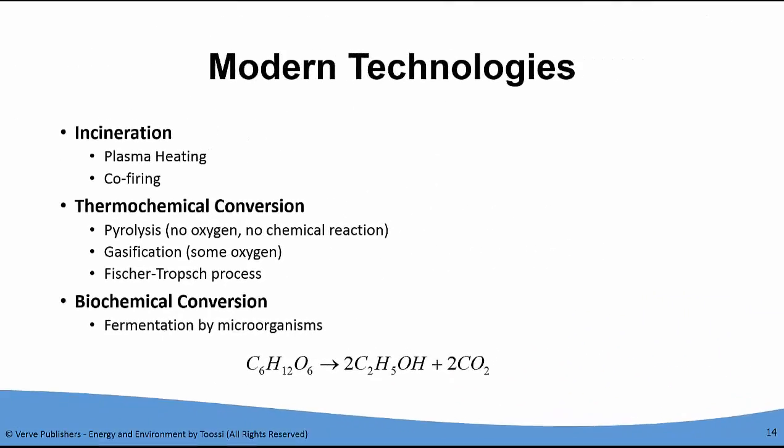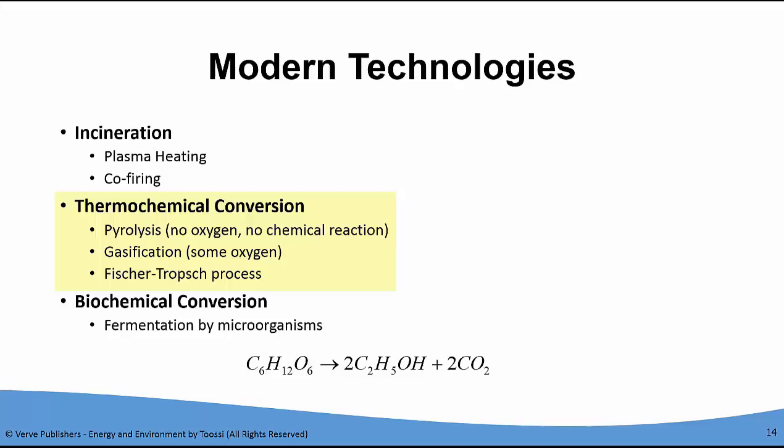We can produce power by using many technologies. The main one is incineration. In incineration, you burn something in the air. It can be burning in an oven, in a boiler. It can be burned at very high temperatures, like plasma heating, or it can be mixed with coal or other fossil fuels in co-firing. So it's a mixture of coal and biomass. When you burn those, it's co-firing. All of them are using incineration. That's burning. In addition to burning, we can have thermochemical conversion and biochemical conversion.